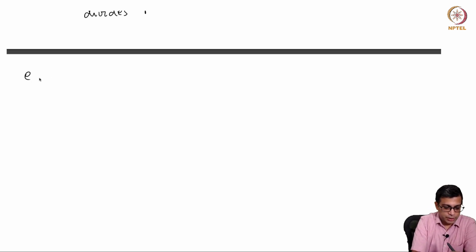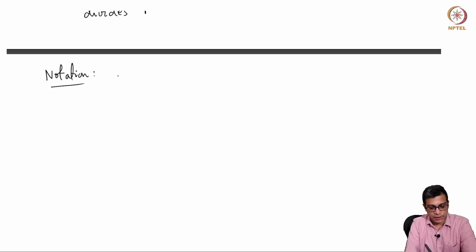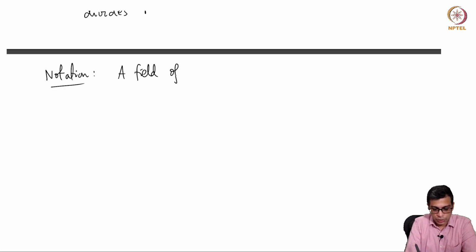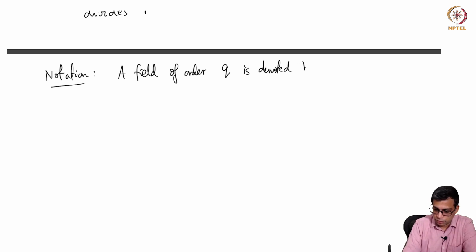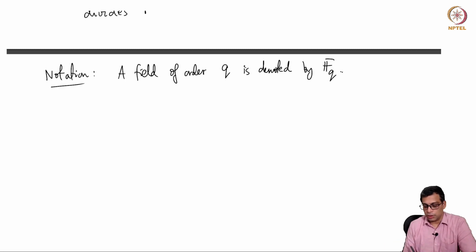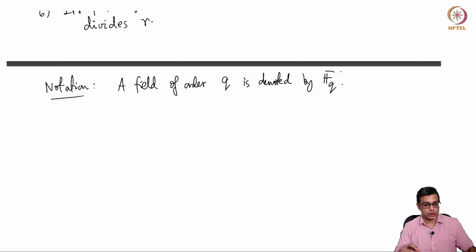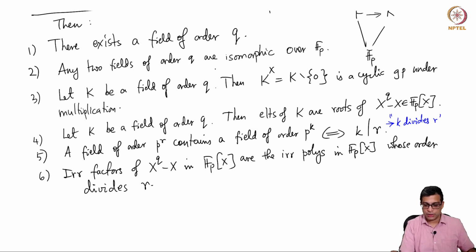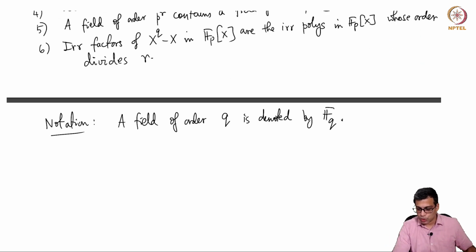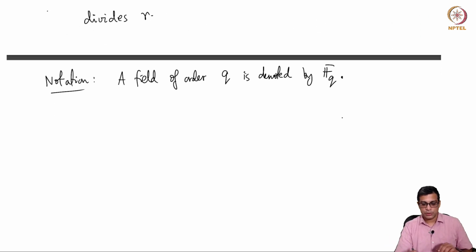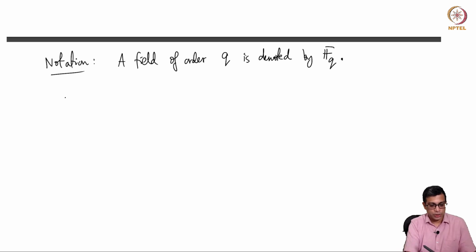So the notation is that, for convenience, a field of order Q is denoted by Fq. This agrees with our notation of Fp, and it also is meaningful because any two fields of the same order are isomorphic. So we are permitted to use a single notation for any field of order Q. Up to isomorphism it is one only. So a field of order Q is denoted by Fq.